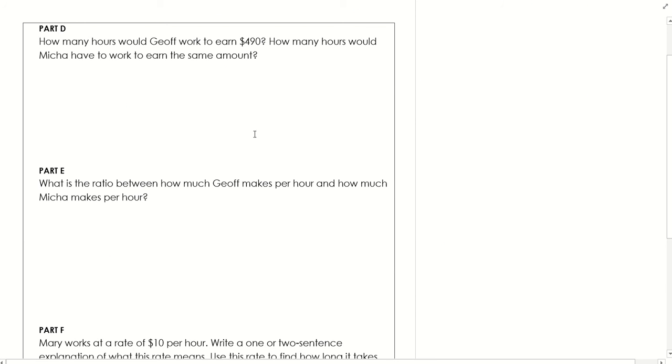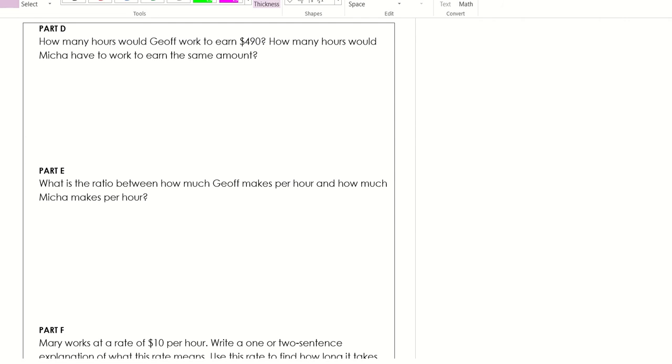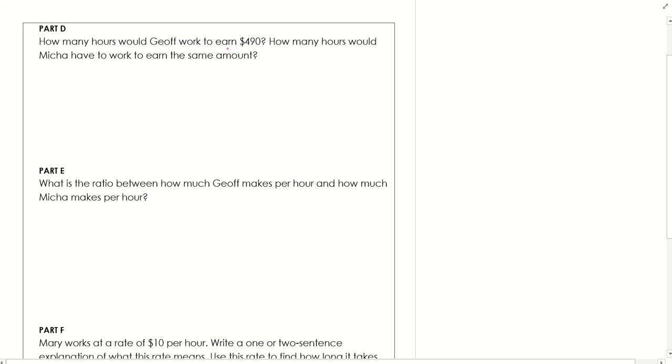Part D, you guys are going to need to flip back and refer to your table. It says how many hours would Jeff have to work to earn $490? And then how many hours would Micah have to work to earn the same amount? So you are going to use your unit rate here. You are going to use your idea of unit rate to help you answer this. I'm going to first cue my problem. Looking for $490.